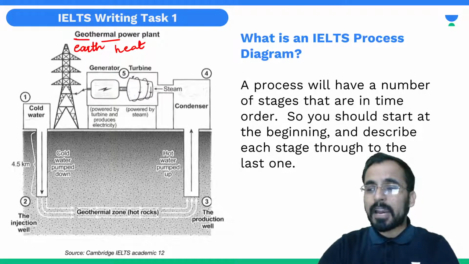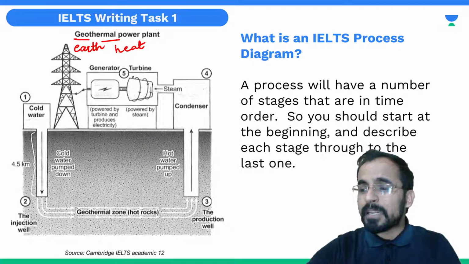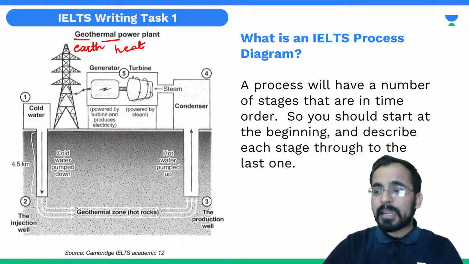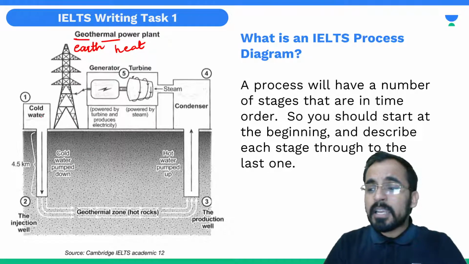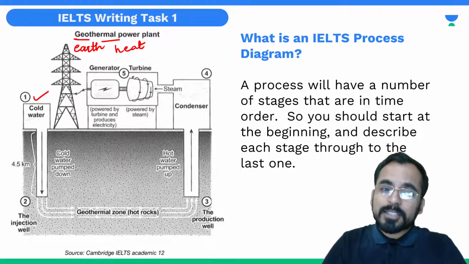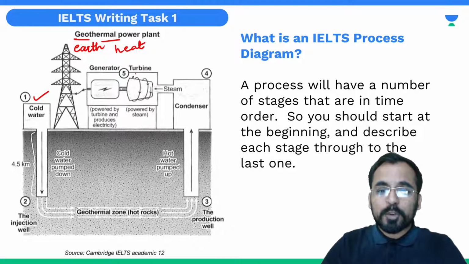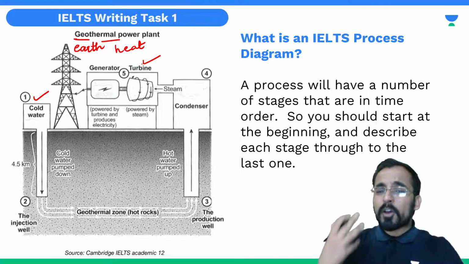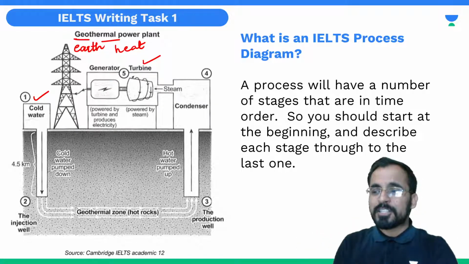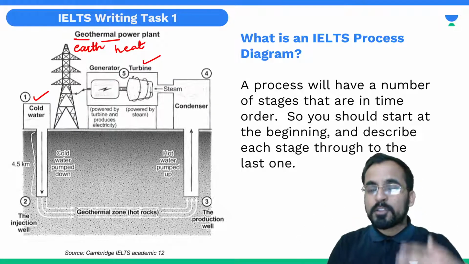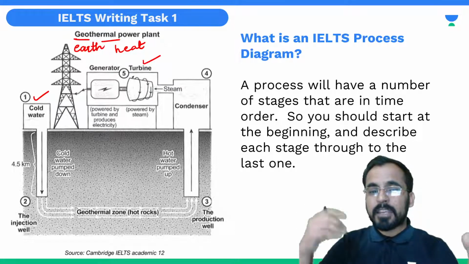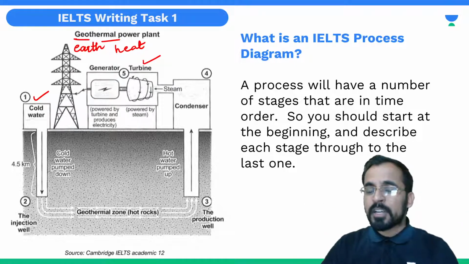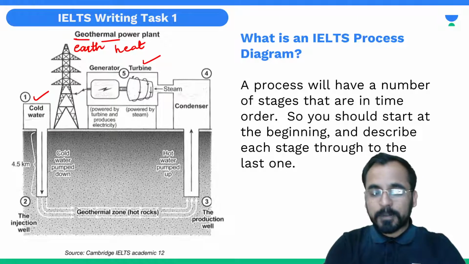No, we are sometimes entrapped in finding the beginning and ending in a cyclical process. Now in this case, it's a linear process. We know the process starts with what and we know the process ends with what. Okay, so why do we call it a process? Because it is a series of stages which are in the time order. So we start at the beginning and we have to describe each stage till we reach the last one.